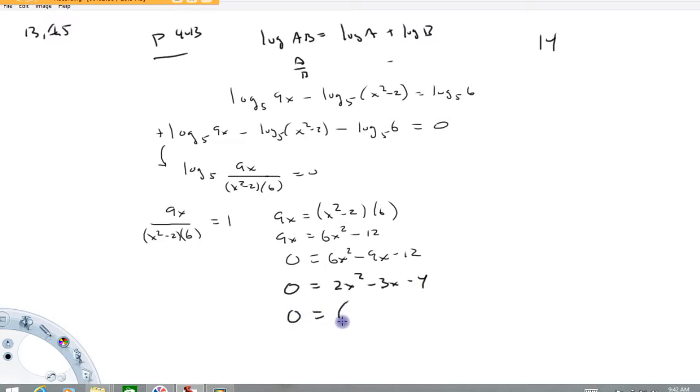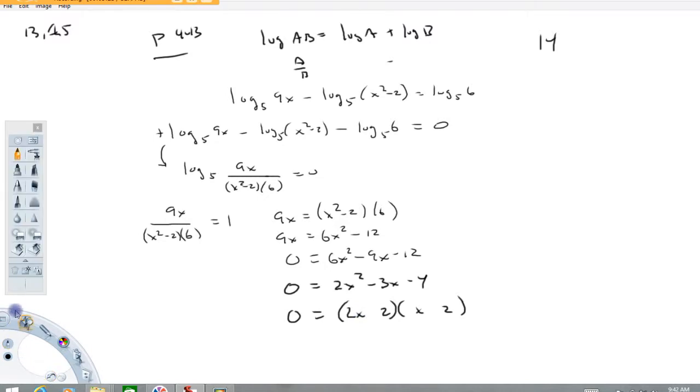This thing looks factorable. Very probably 2x and x. Let's see, factors of 4: 4 and 1, 2 and 2. Let's try the 2 and 2. And let's try 4, 2. That's not going to cut it. Let's try the 4 and 1. And let's try 2, 4. That's probably not going to cut it either.